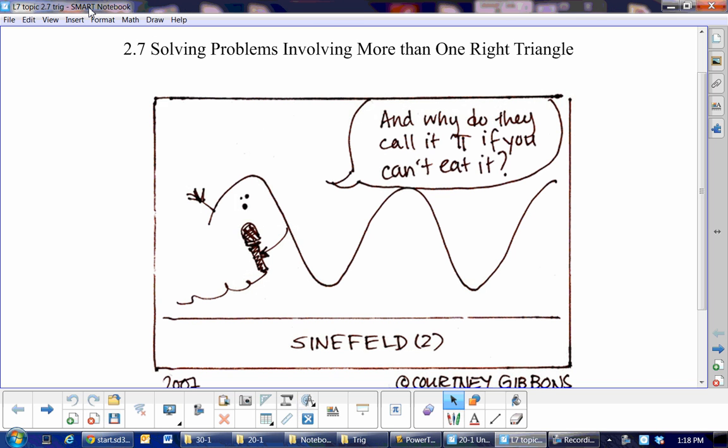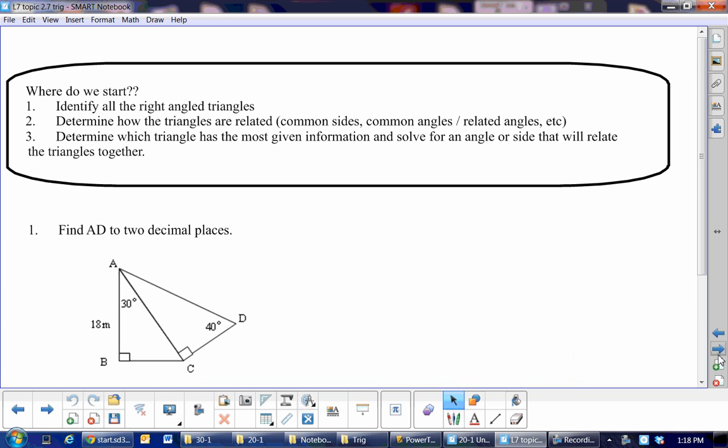All right, let's do solving problems involving more than one right triangle. Okay, so here's kind of the steps you can go through. Make sure you identify all the right angle triangles, and then determine how many triangles are related, common sides, angle-related sides, and determine which triangle has the most given information, and solve for an angle or a side that will relate the triangles together.